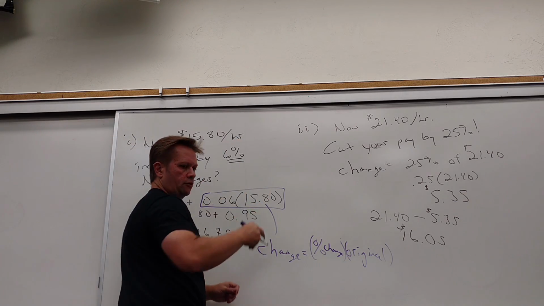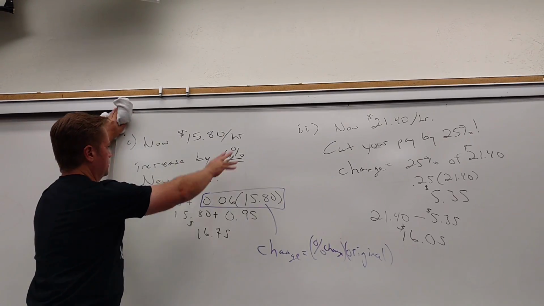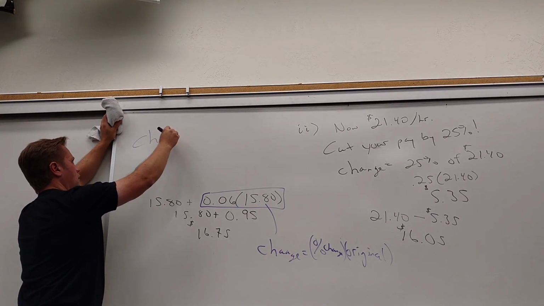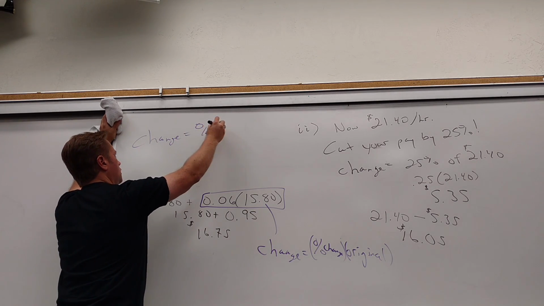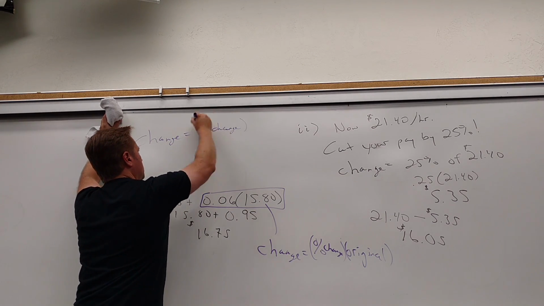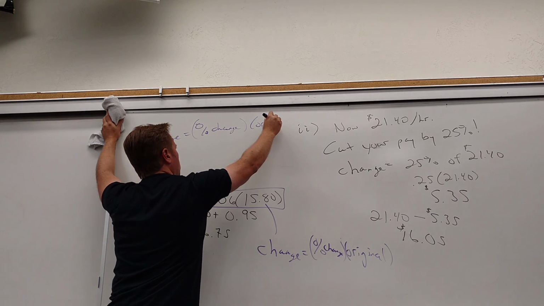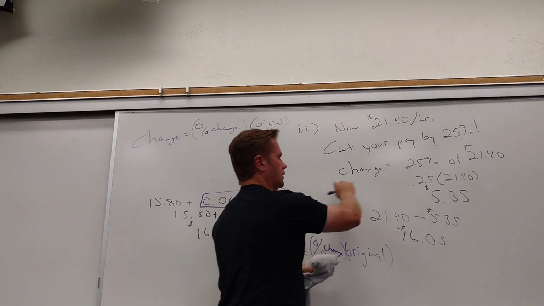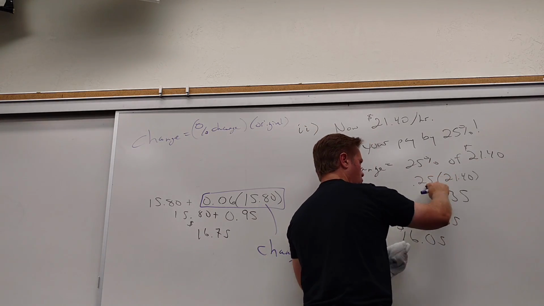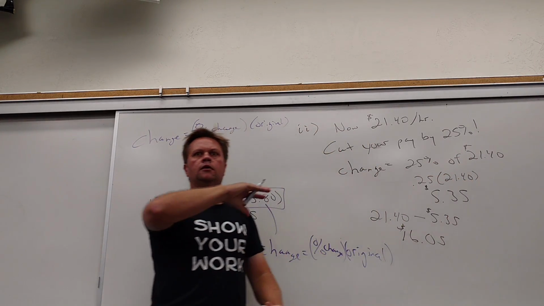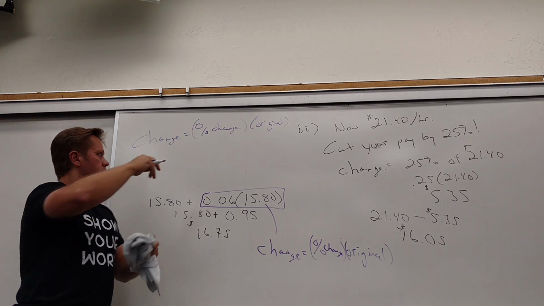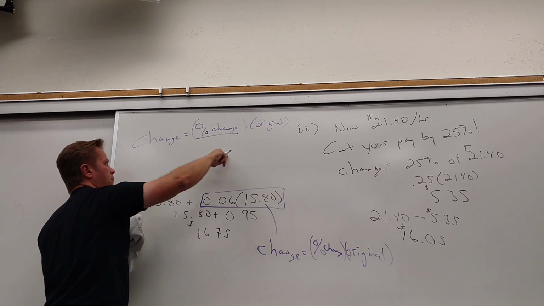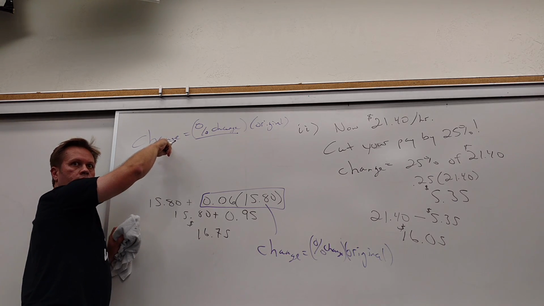I really want that to make sense. Let me write it again by itself up here. We got this part here. So the change equals the percent change times the original, right? That's what we keep doing. Here we did 6% of 1580, 0.06 times 1580. Here we did 25% of 2140, 25% times 2140, right? So then if I didn't know what this was, how would I solve for it? I would divide by the original, wouldn't I?